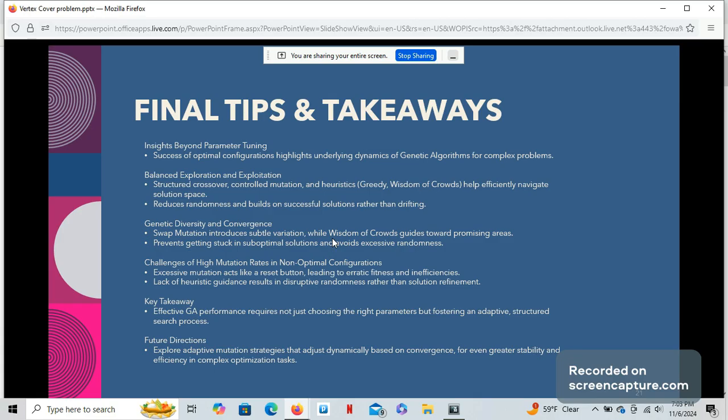So the advantage in these configurations lies in their ability to maintain genetic diversity without sacrificing convergence. For instance, swap mutation introduced subtle variations that help refine solutions, while techniques like wisdom of crowds aggregated successful patterns, guiding the algorithm towards promising areas of the solution space. And this collective intelligence, coupled with controlled exploration, prevented the genetic algorithm from getting stuck in suboptimal regions or being overwhelmed by randomness.